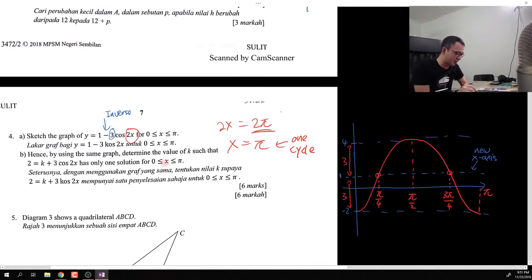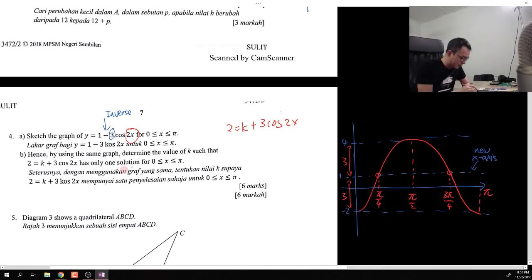Hence, using the same graph, determine the value for this one. So I'm going to solve this here. I have 2 equals k plus 3 cos 2x, and it has only one solution. Has only one solution, basically it will touch the graph at one intersection point.